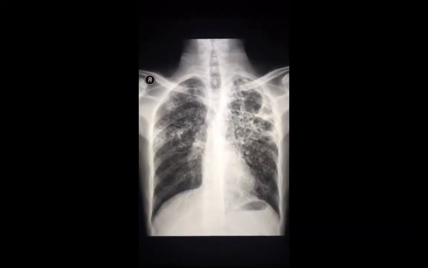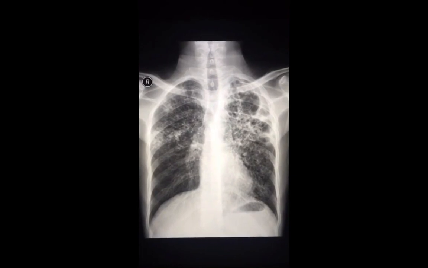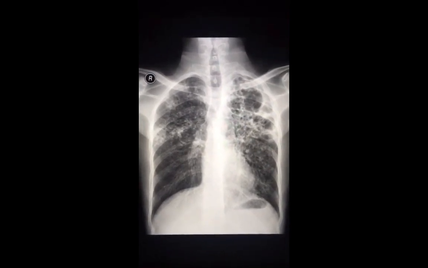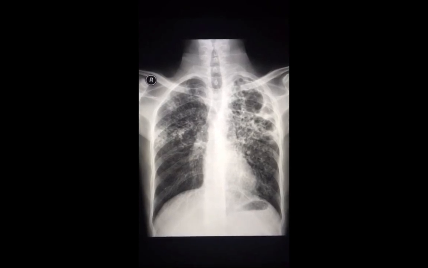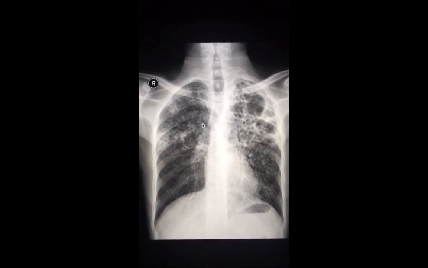Today's case is a quick show and tell. This is a young patient who presents with cough and fever for 2 weeks. As you see here, the abnormality is seen in both upper lungs.